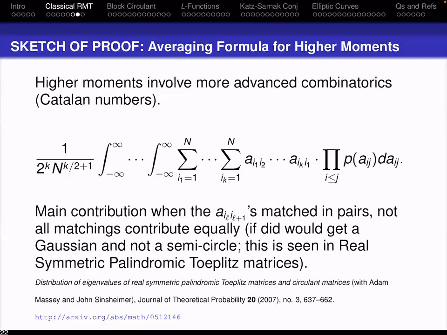Now, if I have something like this, I'm choosing my entries to be from a distribution with mean 0, variance 1. If any of these a's is not matched with another a, when I integrate, what will I get?